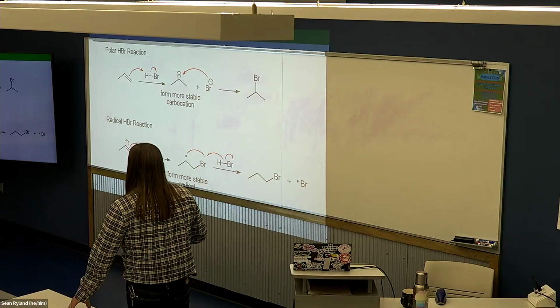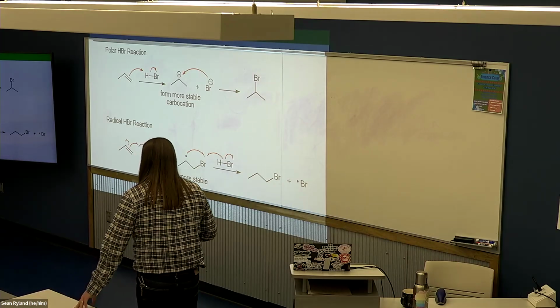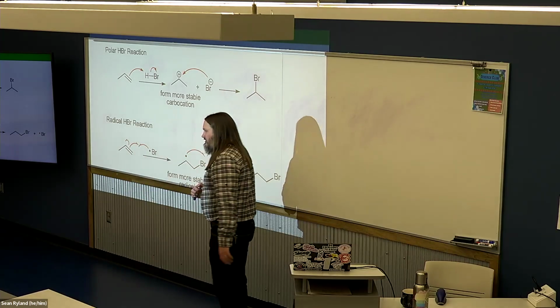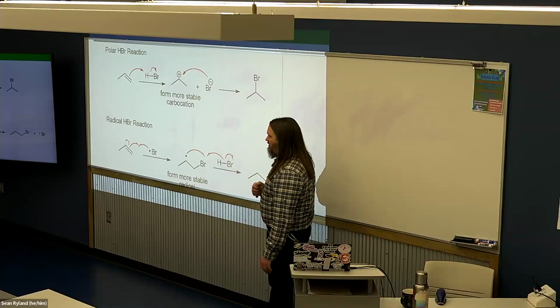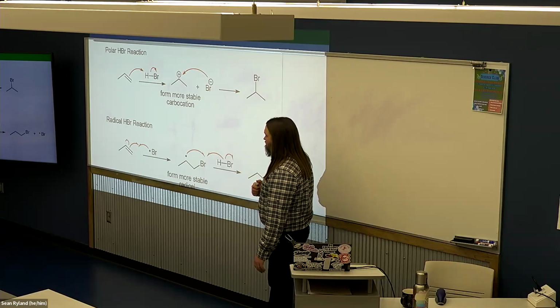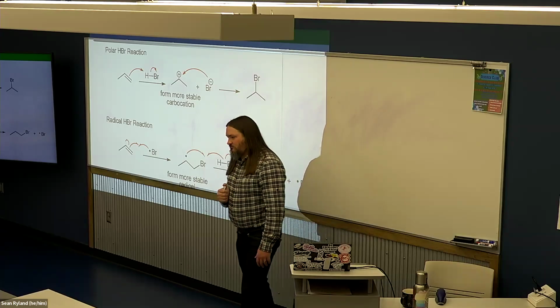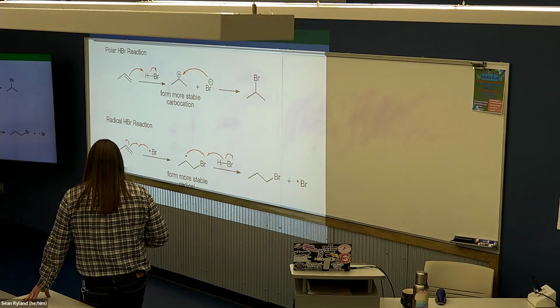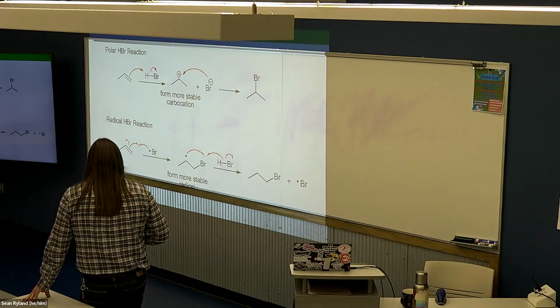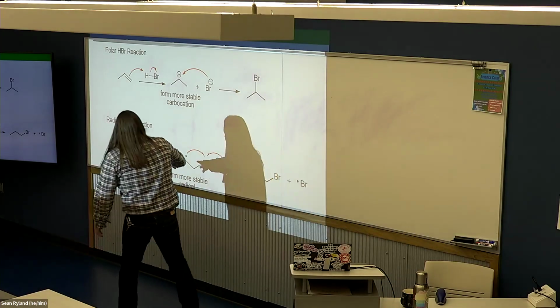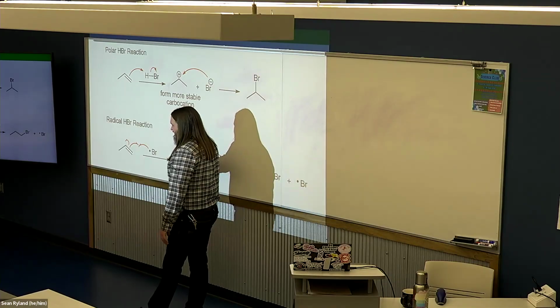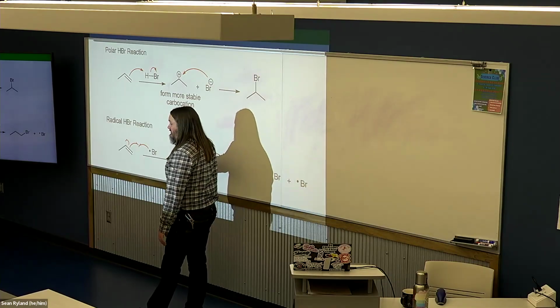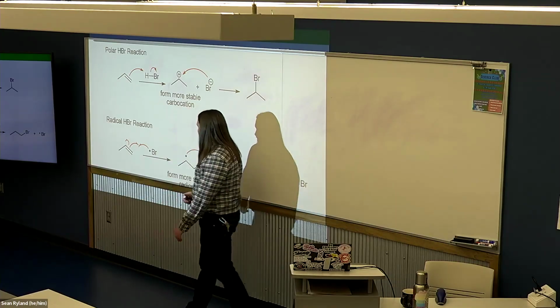This is something different. But it's anti-Markovnikov. So what is it? Radical HBr, or radical hydrogenation. One electron from the pi bond goes and makes the bond with the other. It's not really making a lone pair, it's not a pair. So it's a radical. Anytime you have an unpaired electron, we call that a radical.